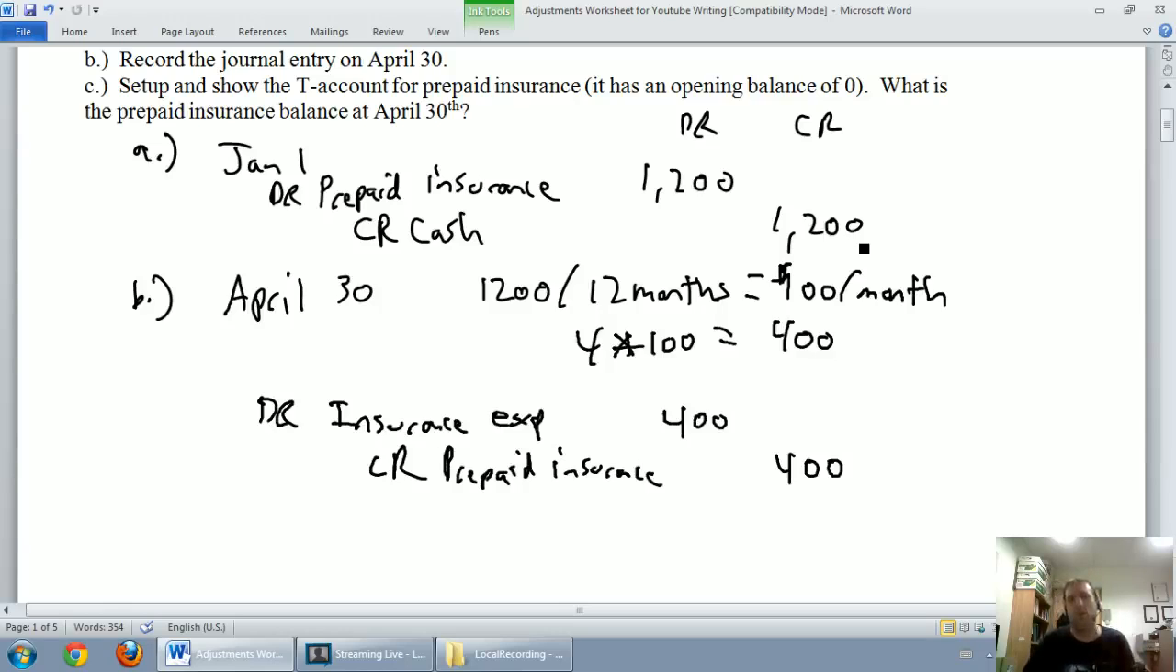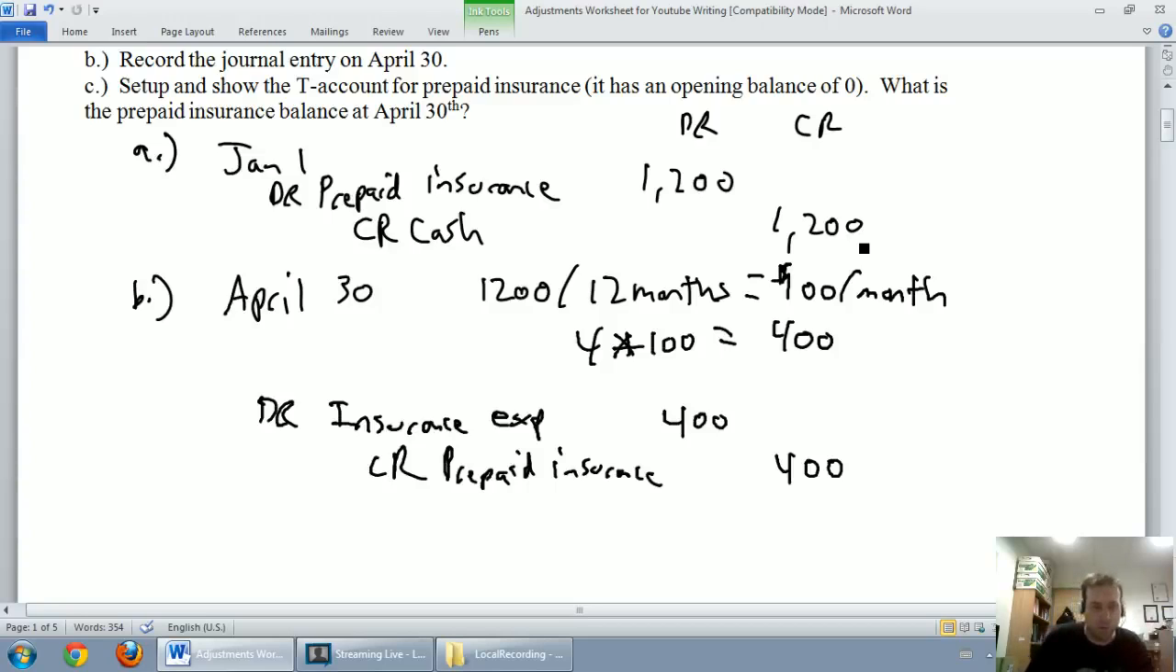This is an unusual journal entry. And again, it's not triggered by anything external. It's triggered by our fiscal year end. Once you've done a lot of accounting, you'll see that we review our insurance and we figure out how much is prepaid at year end. That's just a standard operating procedure. But when you're just learning accounting, it can be a tricky concept. I hope I've explained it well.